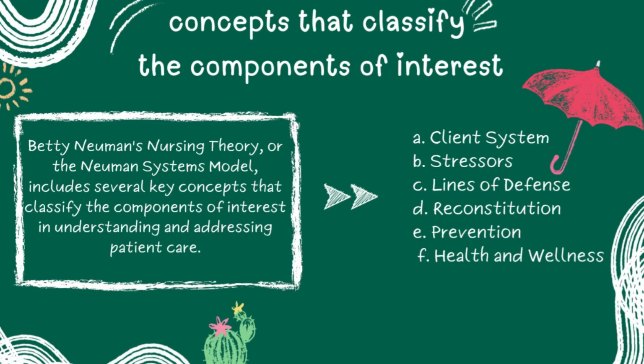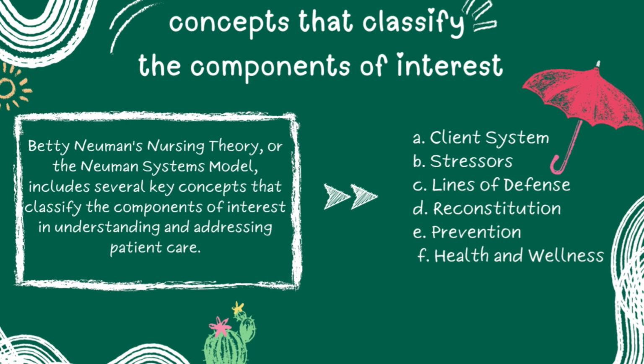To begin, let's look at the key concepts that classify the components of interest in nursing care. Betty Neuman's nursing theory, or the Neuman Systems Model, includes several key concepts that classify the components of interest in understanding and addressing patient care. The client system is the individual or group receiving care, viewed holistically with multiple interacting variables: physiological, psychological, sociocultural, developmental, and spiritual. Stressors are internal or external factors that can disrupt the stability of the client system.